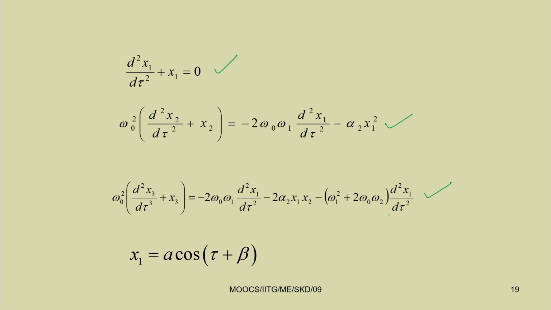So, what we are doing? In the left hand side we are keeping the unknown parameter, and in the right hand side we are putting all the known parameters. So, by solving this first equation, you can get the solution in this form, that is x 1 equal to a cos of tau plus beta.